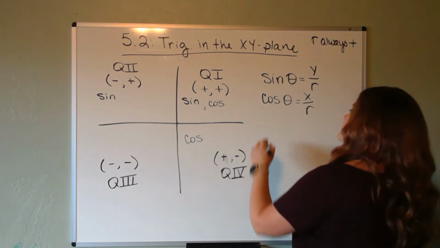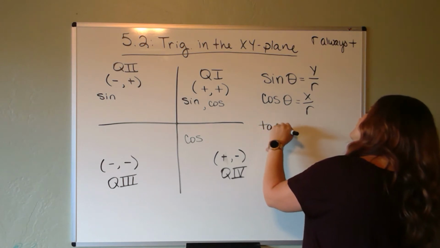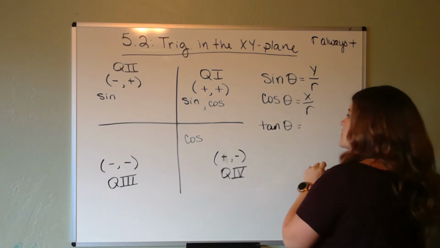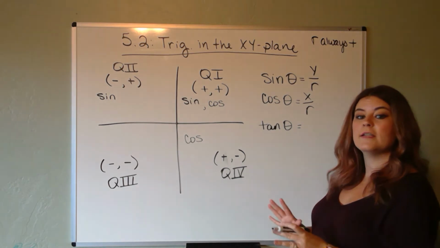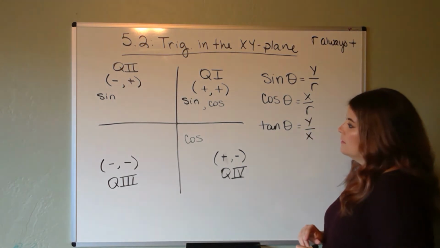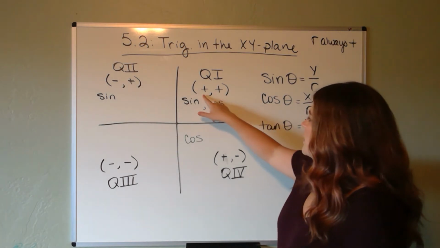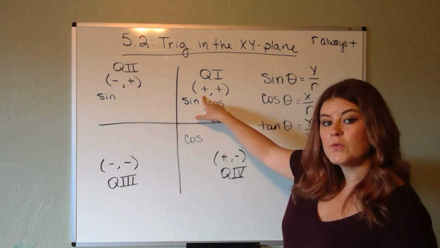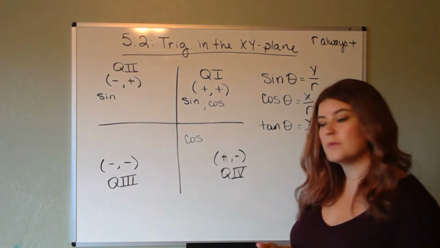Let's look at tangent. Remember, tangent doesn't have an r in it at all. It's just y over x. So in quadrant 1, where y and x are both positive, tangent will also be positive.